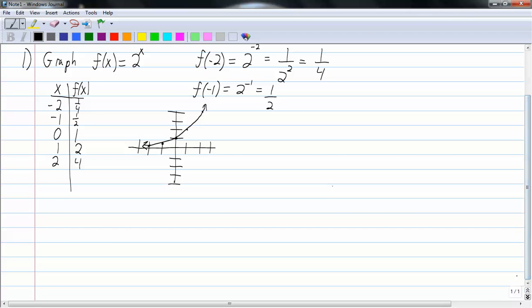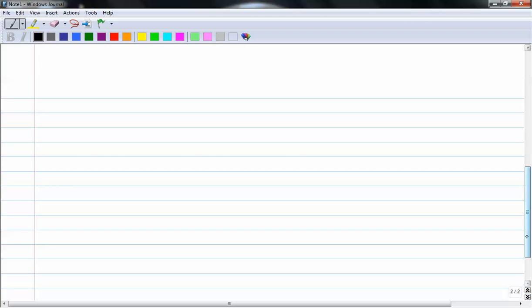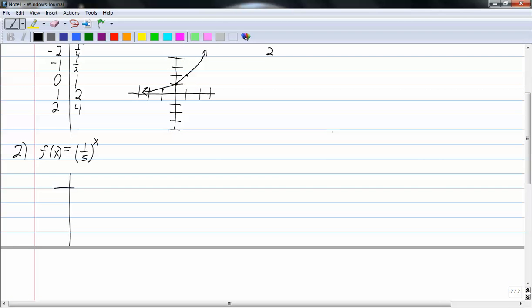Number 2 is another graph. It's f of x equals 1 fifth to the x power. All right, so you want to be careful with what x values you pick here. We'll try to pick the same ones that we picked before, and maybe we can use that. It just really depends. You'll see why once we do it. All right, so x and f of x. Let's try negative 2, negative 1, 0, 1, and 2.